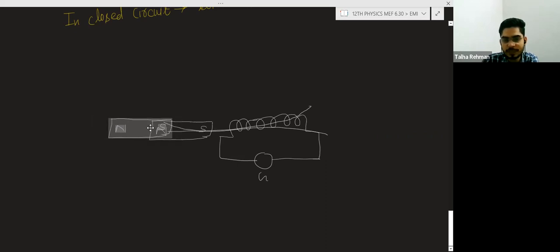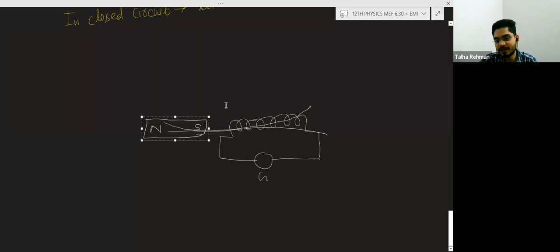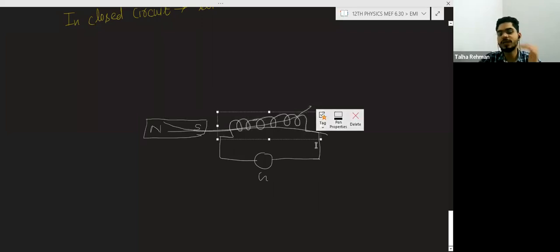So what will happen? Suppose initially this magnet is here. Now finally this magnet is here. Will the magnetic field in this region increase or decrease when the magnet is close to the coil? It will increase. Very good.